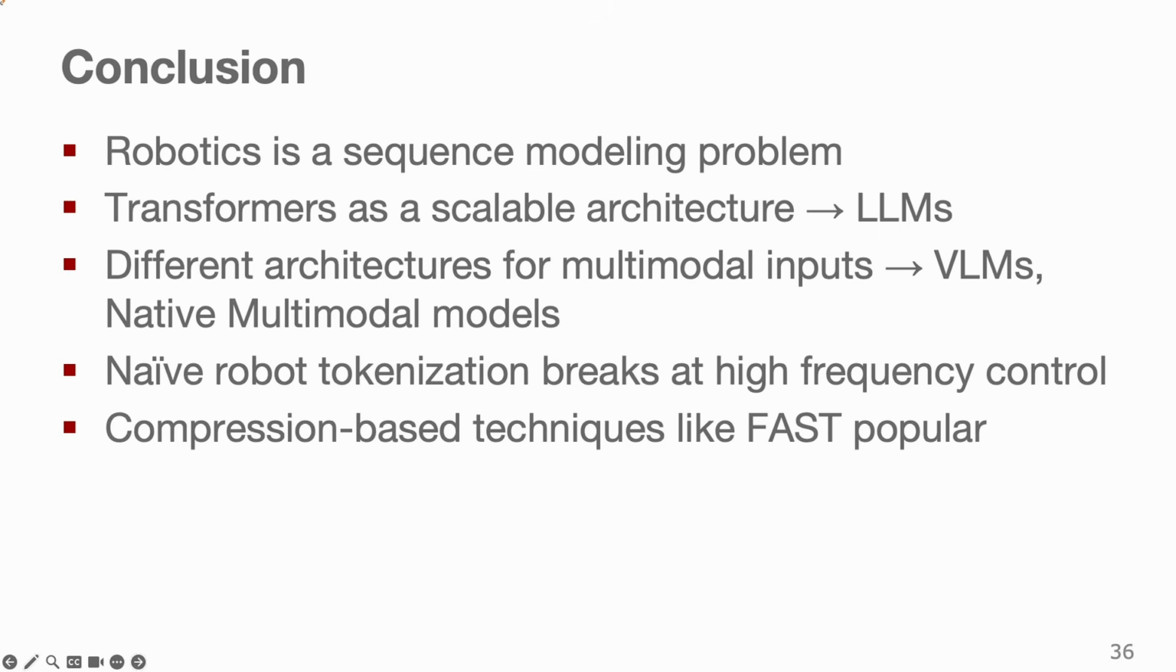We have seen how to extend them to vision through early fusion, late fusion, or native multimodal training. This gives us VLMs that can jointly reason over images and language. And then the final step, extending all of that to robot actions, which turns out to be non-trivial because naive tokenization breaks at high control frequency, and you need compression-based approaches like FAST to make autoregressive action generation actually work at the frequencies the robots require.